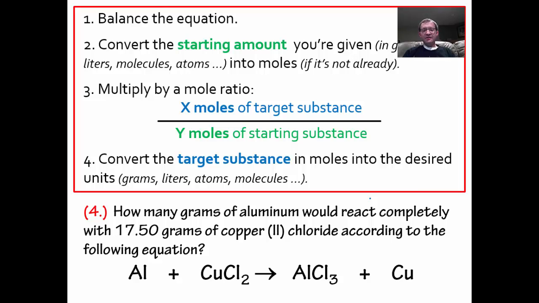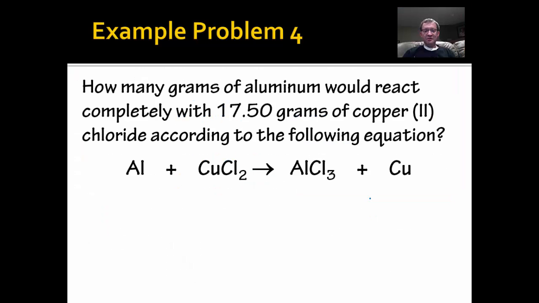So what I'd like to have you do, with those steps in mind from your notes, is go through question number 4 with me. I'm going to do it here on the previous page so you get a little more space to write. It asks us how many grams of aluminum would react completely with 17.50 grams of copper 2 chloride according to the following equation. Hopefully you look at this and recognize it as a single replacement reaction.